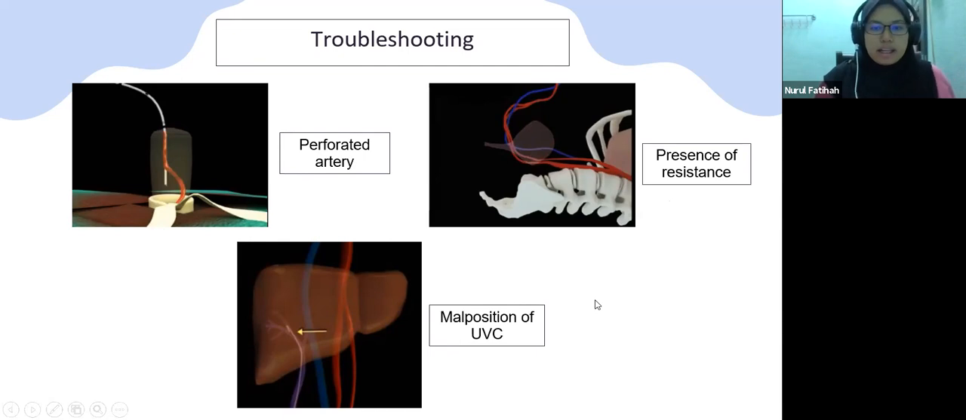And another condition is malposition of UVC, where you should insert the UVC in the inferior vena cava, but sometimes, unfortunately, you insert this catheter inside the portal system, or the catheter tip is folded. So what you should do is you pull out the catheter a bit, and then reinsert again, by rotating the catheter.